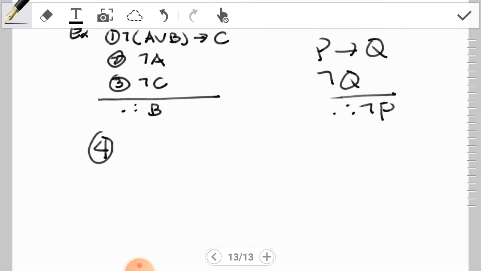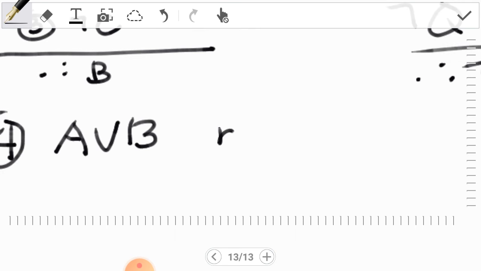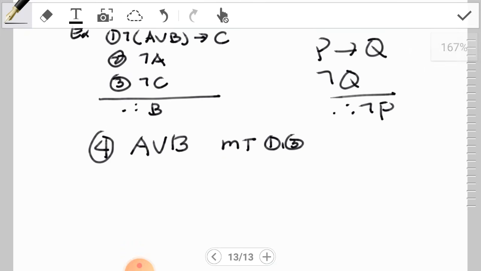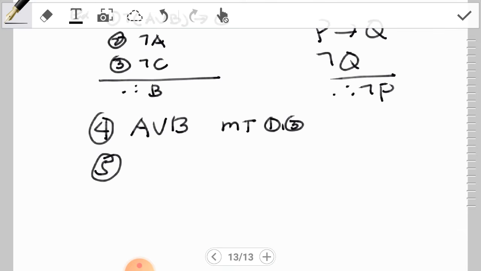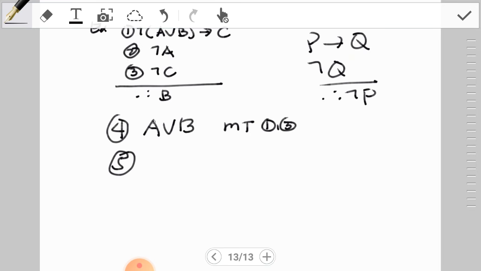Okay? Therefore, using modus tollens, we now obtain our fourth premise. Look at this. You have P implies Q, not Q. What's the conclusion? Not P. Not A or B. So that's just A or B. Modus tollens, that's modus tollens of premise number 1 and premise number 3. Okay, so we have already removed C from the picture. Our conclusion is B. We just need to remove A. And how do we remove A? We can use the other premises. So we have A or B is a new premise.